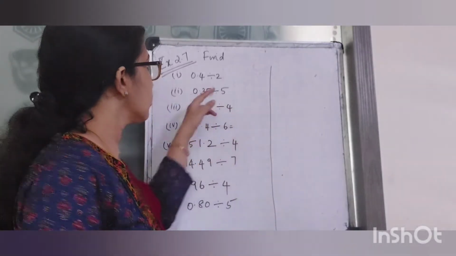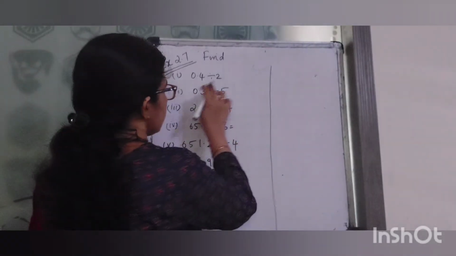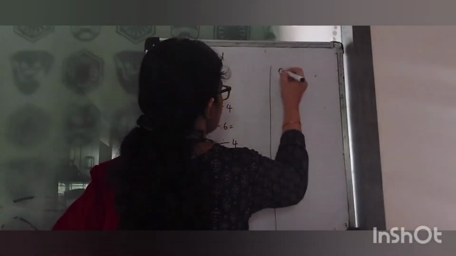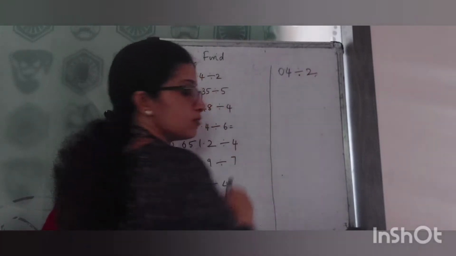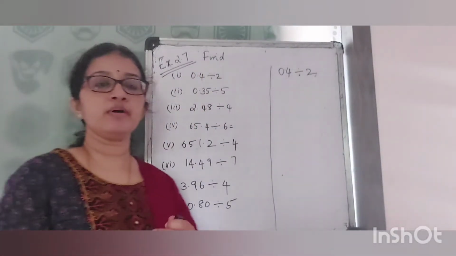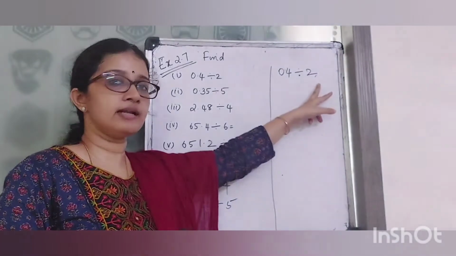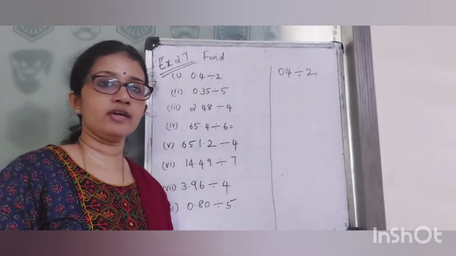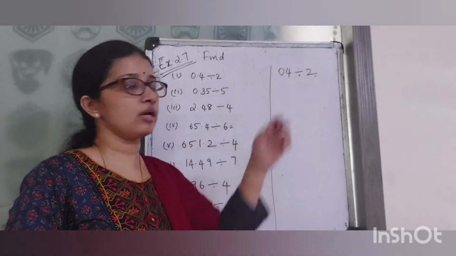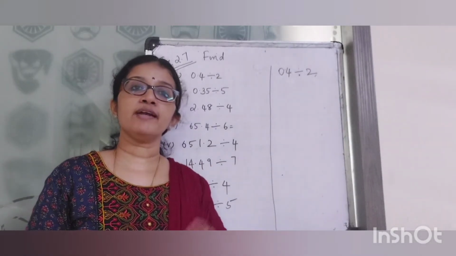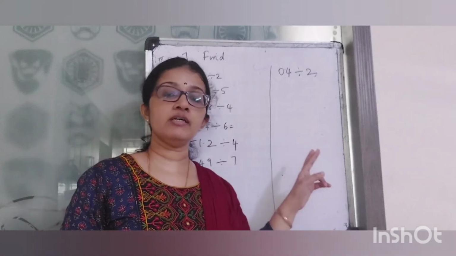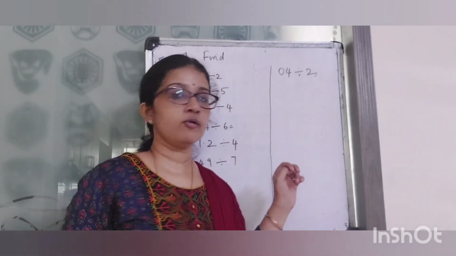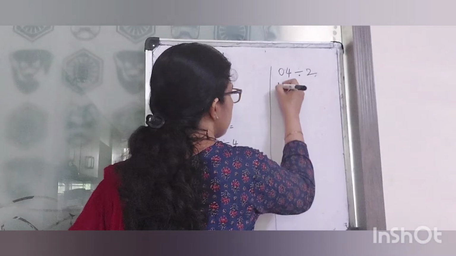Now take the first problem, that is 0.4 divided by 2. Here one number is a decimal number and the other number is a whole number. So how to divide these two numbers? Now there are two methods for doing this. I will explain both the methods one by one. So first let's see method 1.